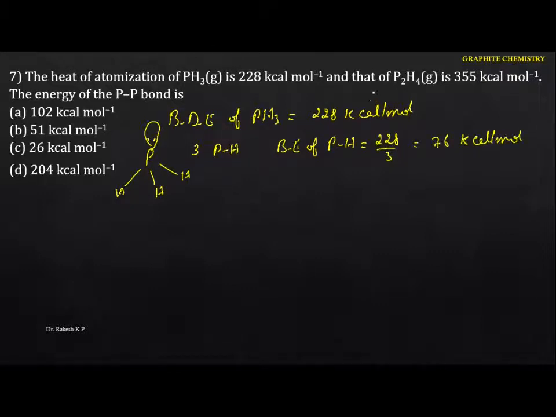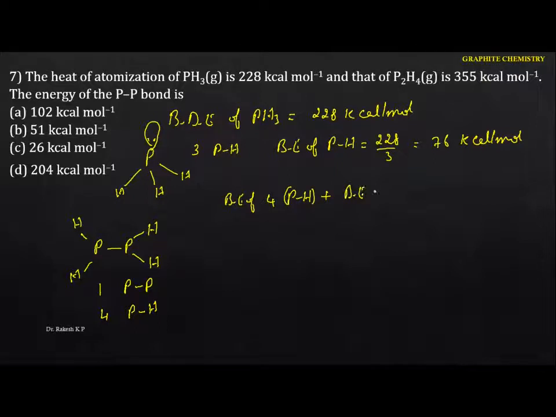Now we have to identify the case of P2H4. Let me write the structure of P2H4. In this structure we can identify one phosphorus to phosphorus bond and four P-H bonds. So the bond energy of four P-H bonds plus the bond energy of the one phosphorus to phosphorus bond, because we have only one P-P bond, is the value given.